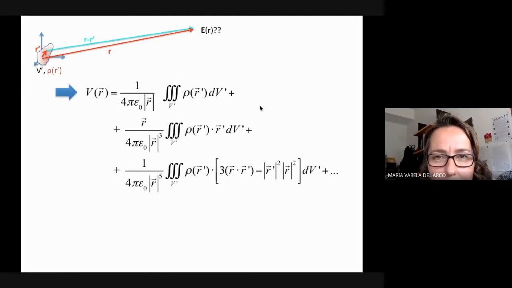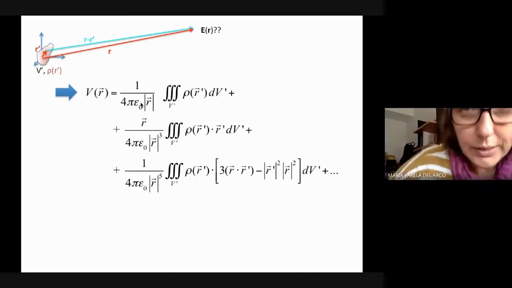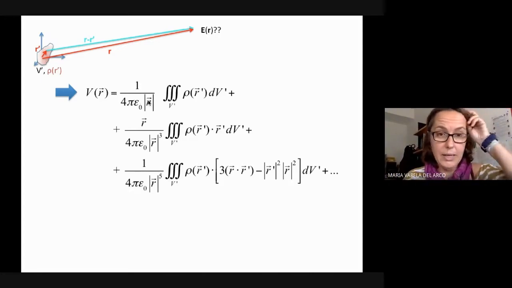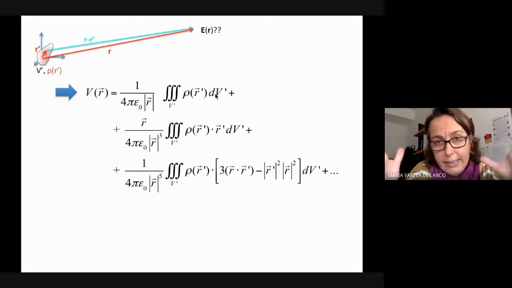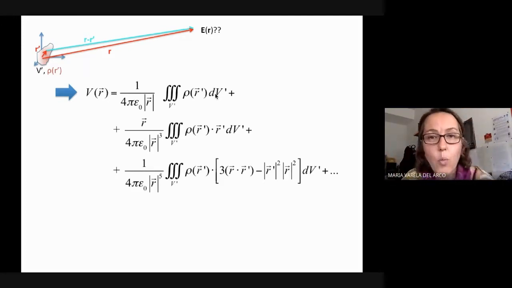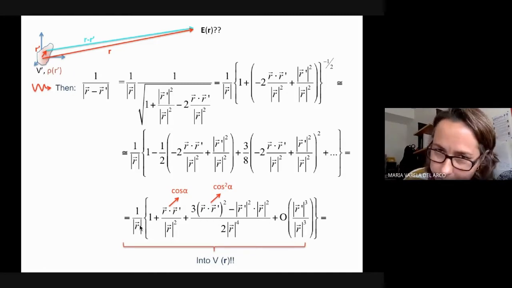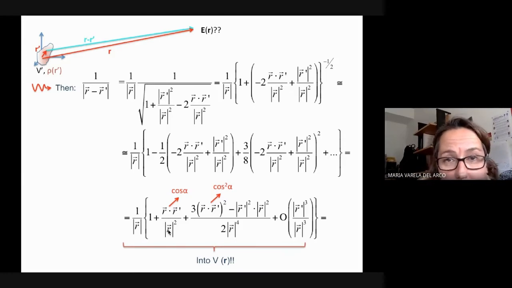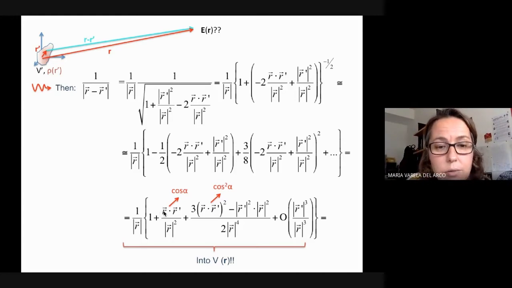And what do I have in here? First term, second term, third term. 1 over 4 pi epsilon naught, that's the constant that I had there in the beginning. And then 1 over r, and of course I have the charge density and the differential volume in the integral. Okay, that was my first term, 1 over r. Second term would be 1 over r to the cube, and then on the very top I would get r dot r prime.